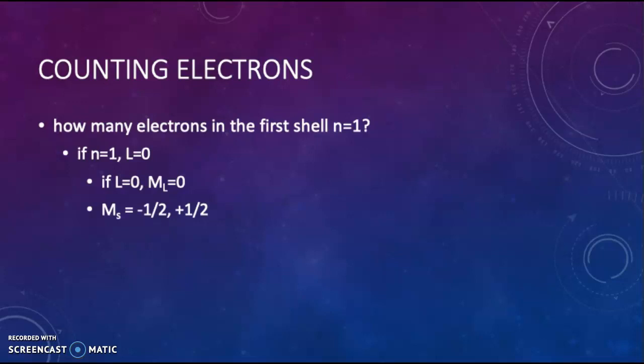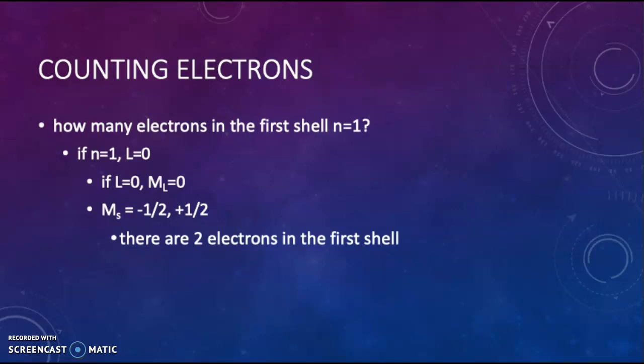And within that orbital, there will be 2 electrons, and one of them will spin up and one of them will spin down, meaning one of them will have ms equal to negative 1/2 and one will have ms equal to positive 1/2. So altogether, we have only 2 electrons in the first shell.